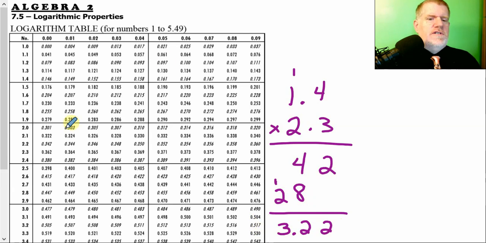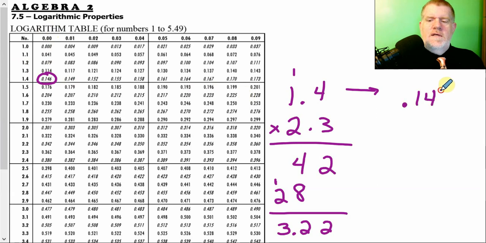I'm going to show you how to use this logarithmic table to do the same thing, but instead of multiplying, we're just going to add. So we're converting what's 1.4 as a logarithm with a base 10. So I look at 1.4. Now the first column is 0.00, so 1.4 is just going to be 0.146. 2.3, it's going to be 0.362.